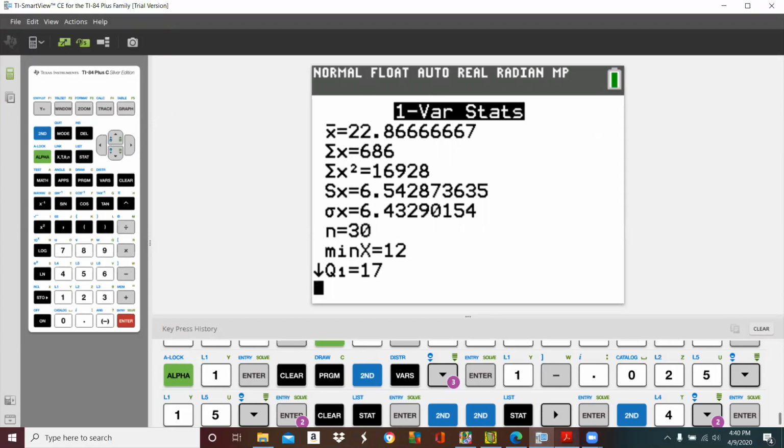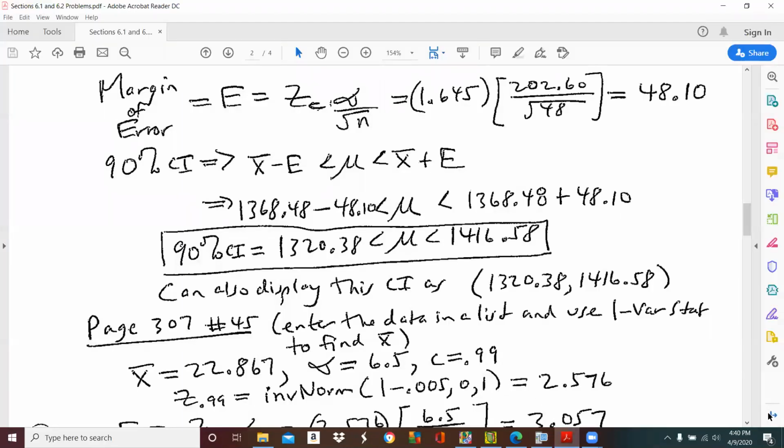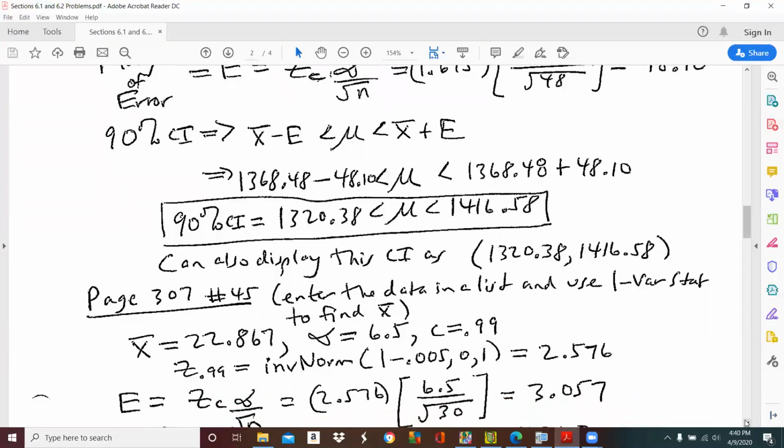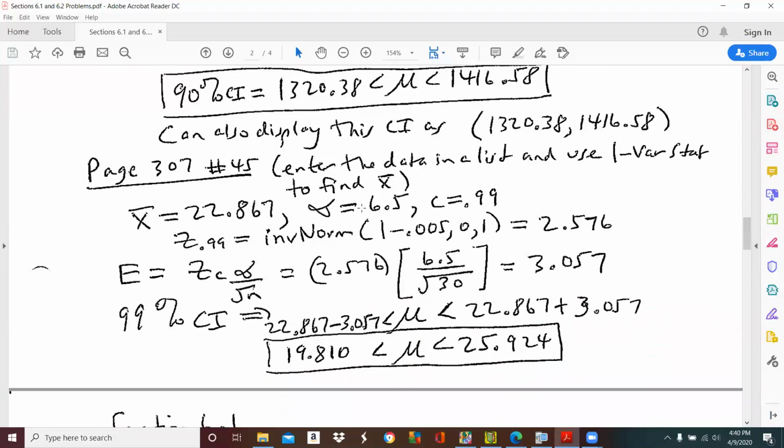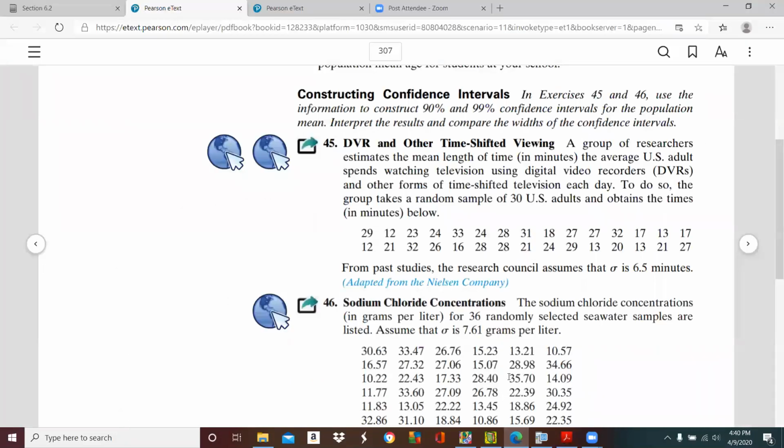22.867 is our mean. Okay? This is where I have it here. Sigma is 6.5. That's what they gave us. And we're going to construct a 99% confidence interval in this case. I think they give us a choice between two types, 90 and 99%. We're going to do a 99% confidence interval for this.